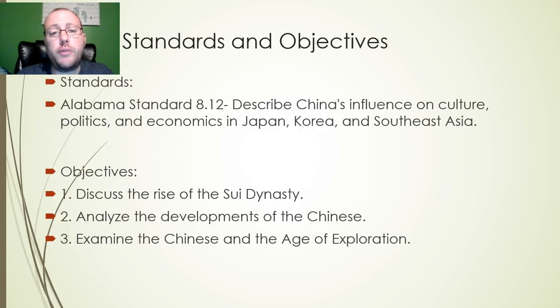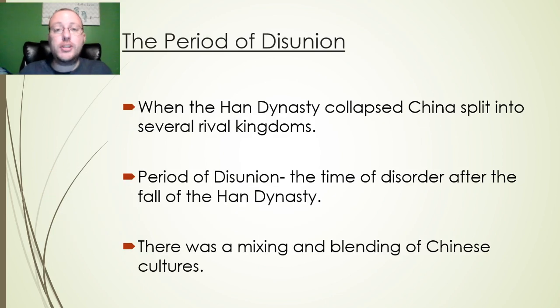Okay, so now we're in chapter 14, which is discussed in standard number 12. Describe China's influence on culture, politics, and economics in Japan, Korea, and Southeast Asia. We're going to discuss the Sui dynasty, analyze developments of the Chinese, and examine the Chinese and the age of exploration. Now, once again, this history of China is very broad. I'm just covering a small portion in this video, so we're not going to get anywhere near the full amount, but we'll just see how it goes.